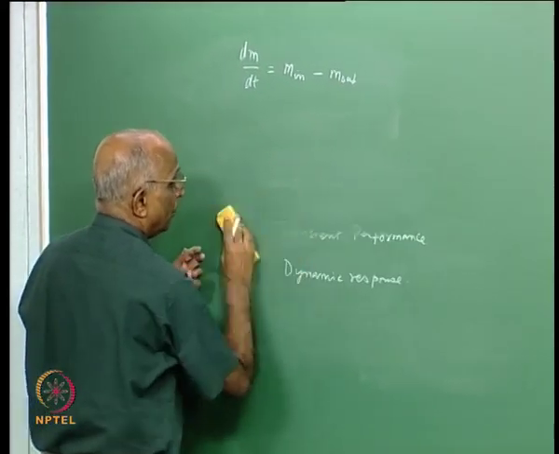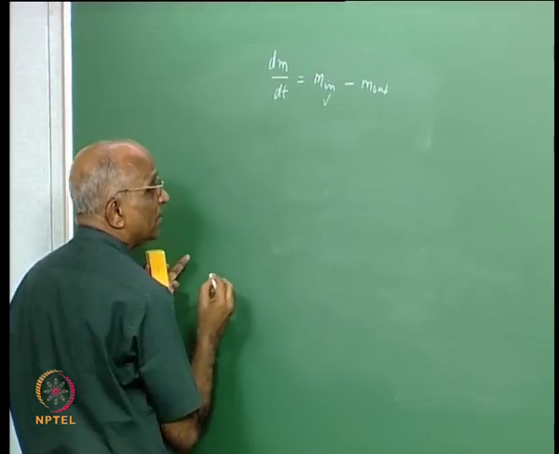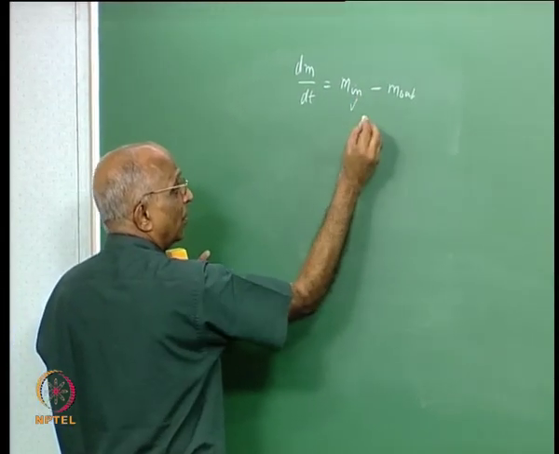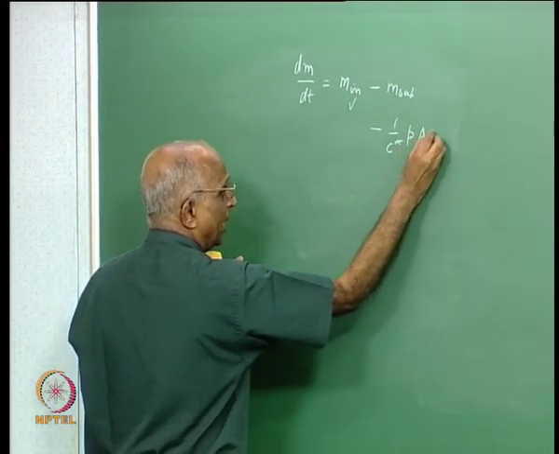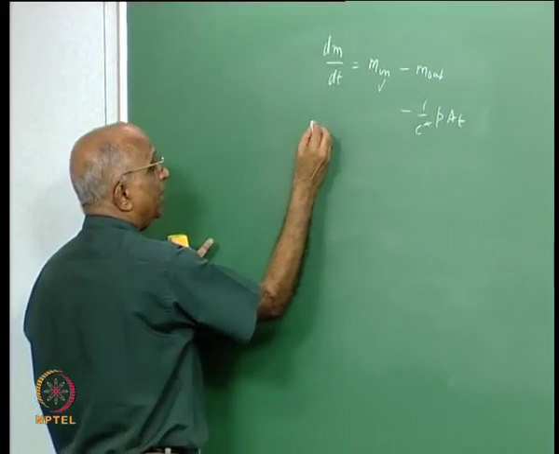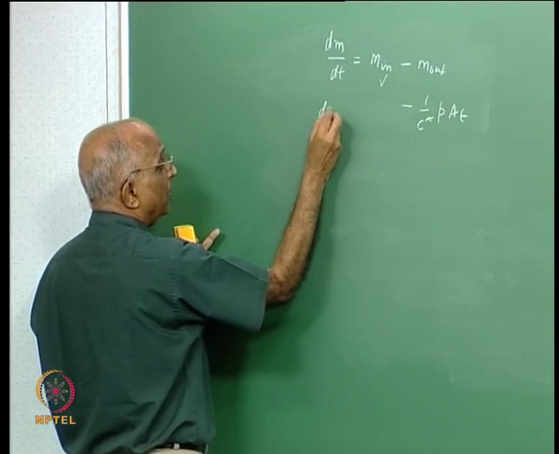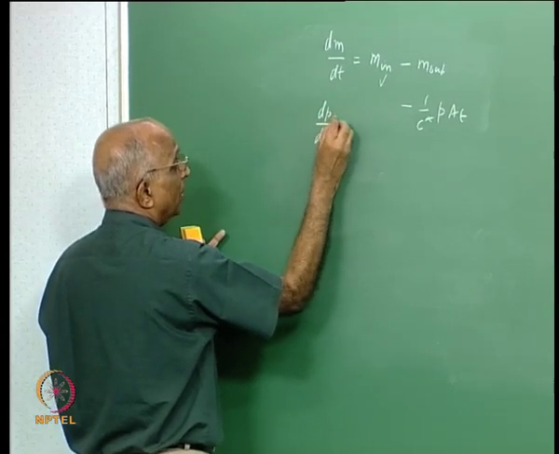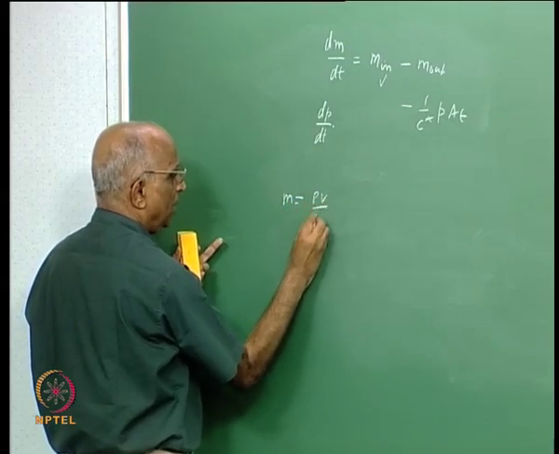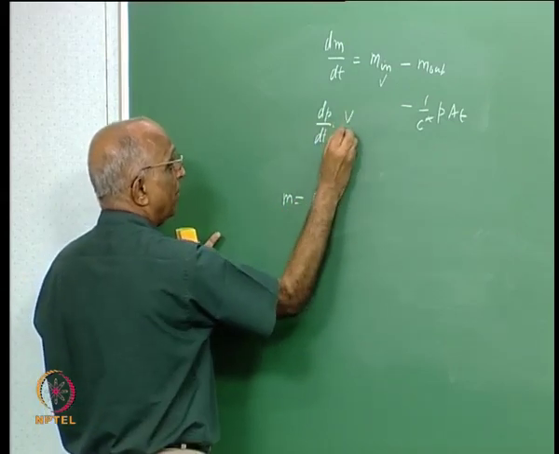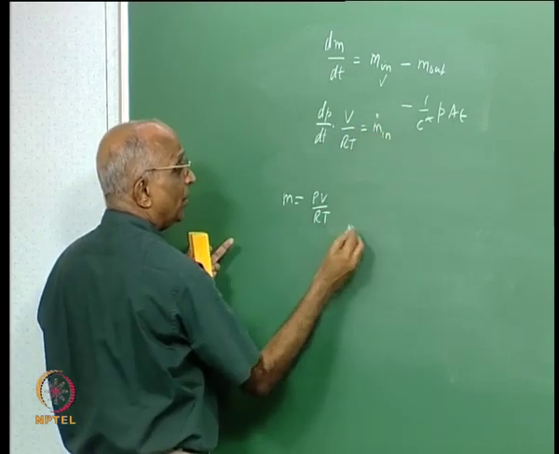Mass which flows in, we know what is flowing, the mixture ratio, what is flowing. Mass which flows out is equal to 1 over C star into P into AT. And what is dm by dt? M is equal to PV by RT, and V is a constant, therefore dm by dt is V by RT into dP by dt. And how do you get m dot in?